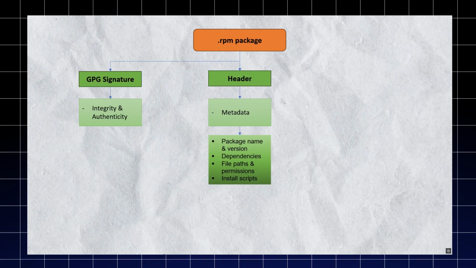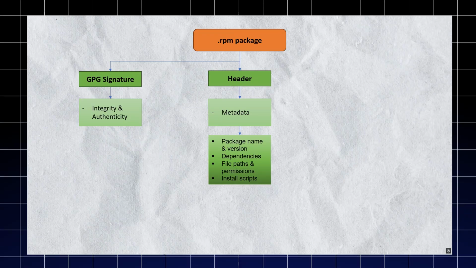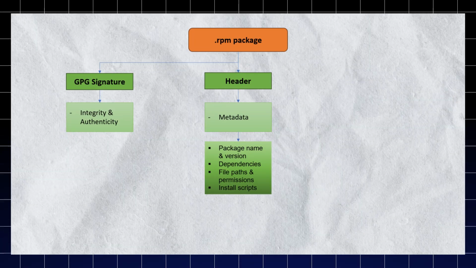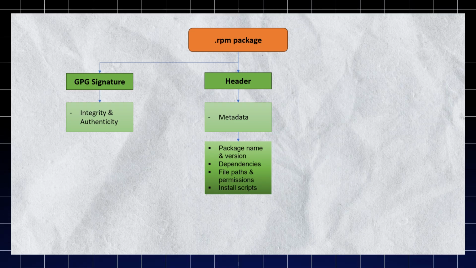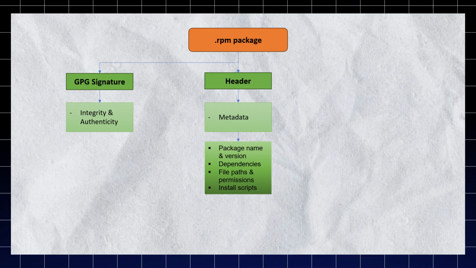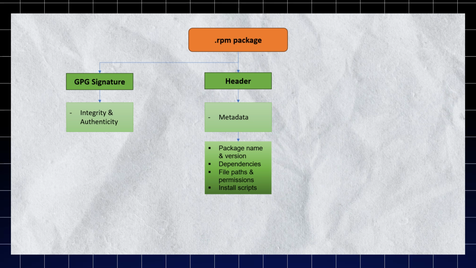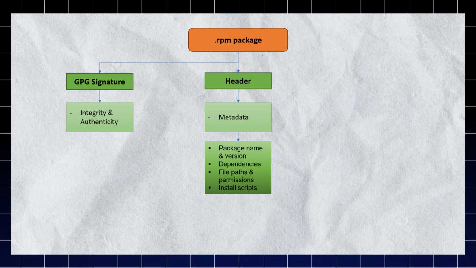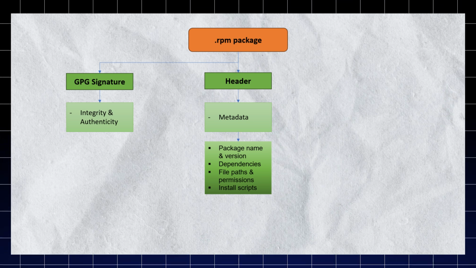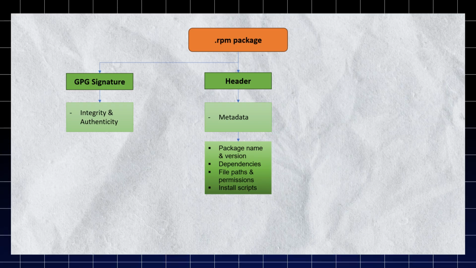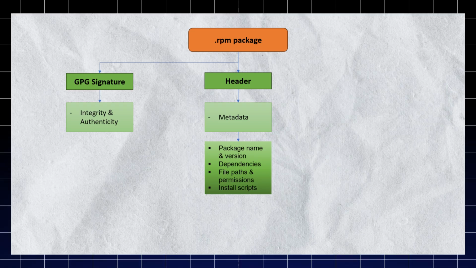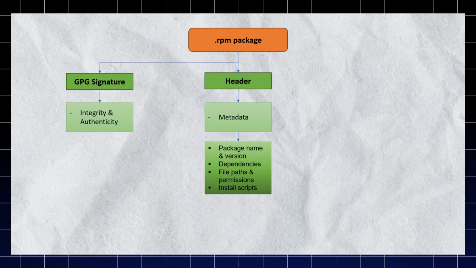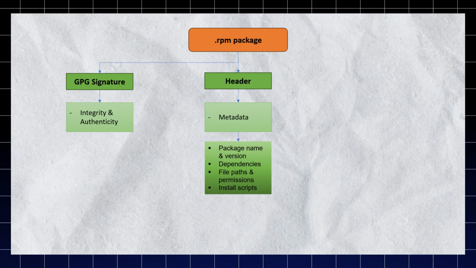Next comes the header, also known as metadata. This is a very important part, but it often causes confusion. The header does not contain the actual files. Instead, it contains instructions and information. This includes the package name and version, dependency details, file paths, ownership and permissions, and also the installation scripts like pre-install, post-install, pre-uninstall, and post-uninstall scripts. Think of the header as a blueprint.